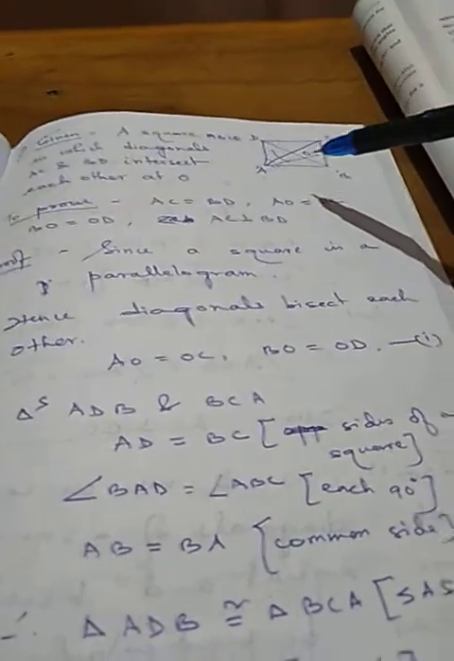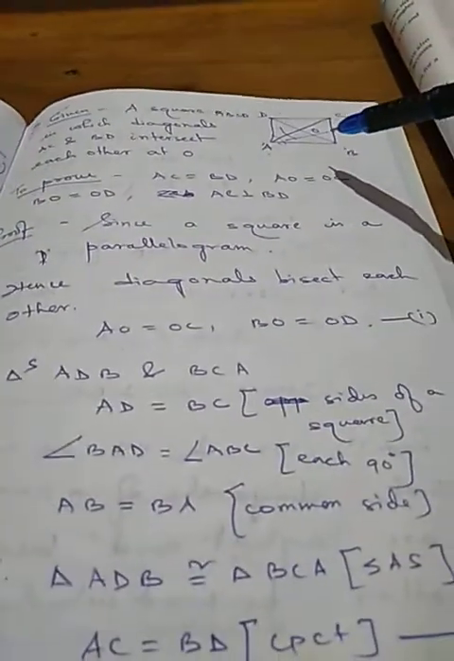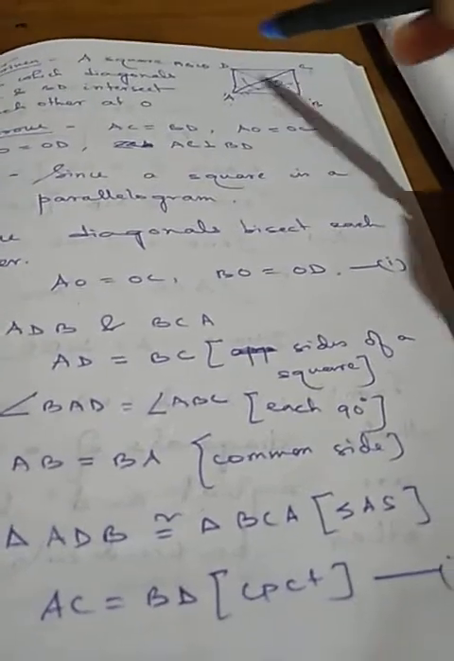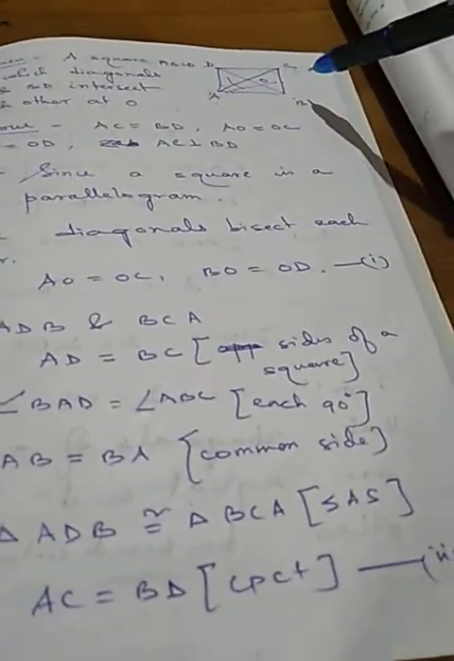Angle A and angle B, this angle and this angle, are 90 degrees as it is a square. And AB equals BA, that is a common side. So these two triangles are congruent. So we can write that AC equals BD with the help of CPCT, corresponding parts of congruent triangles. Now we have already proved that the diagonals are equal.